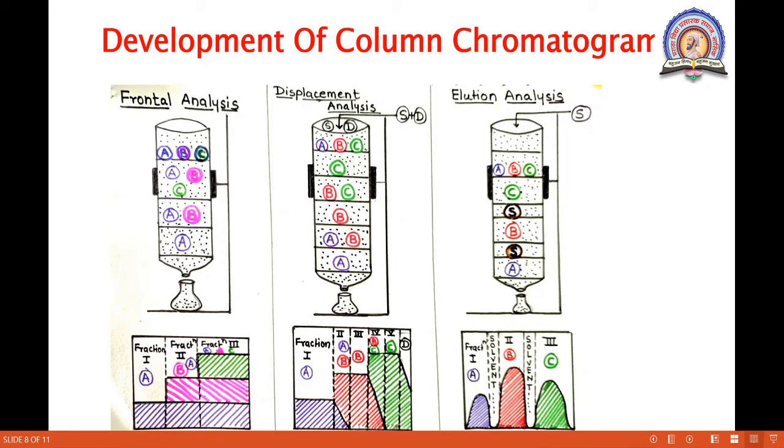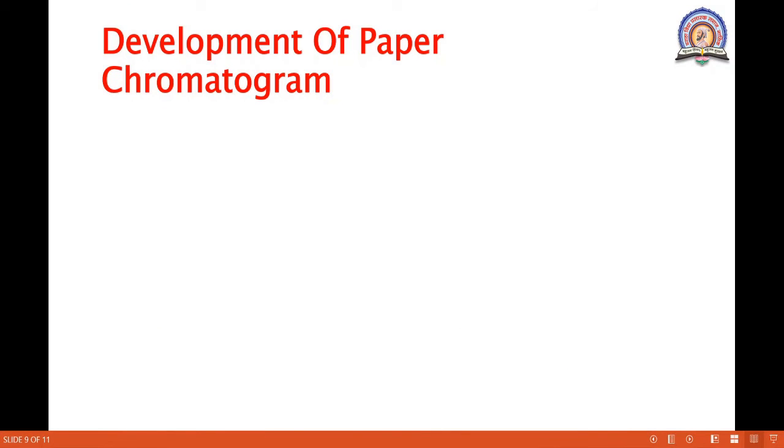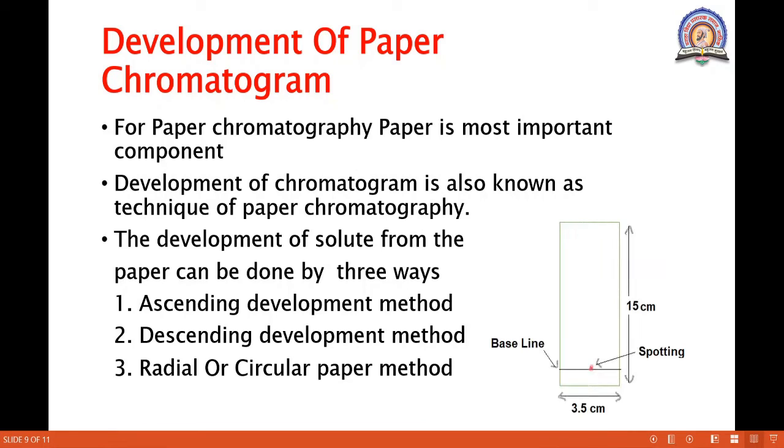This is about the development of a column chromatogram. Then we discuss the development of a paper chromatogram. It is very simple. We have done this in the practical also. For paper chromatography, paper is the most important component. The development of the chromatogram is also known as the technique of paper chromatography. So here we see the paper. The height of the paper is 15 centimeter and the width of the paper is 3.5 centimeter.